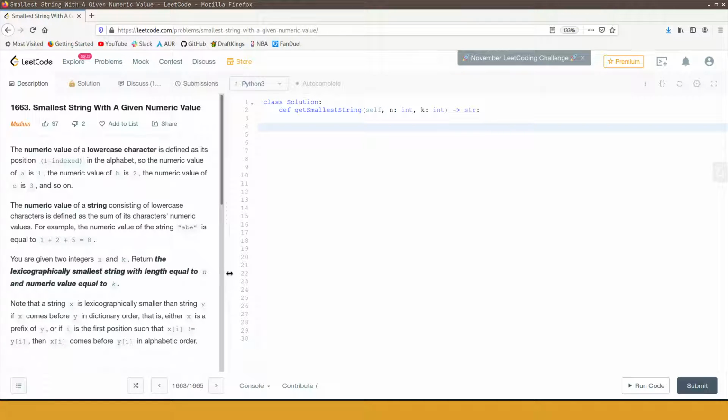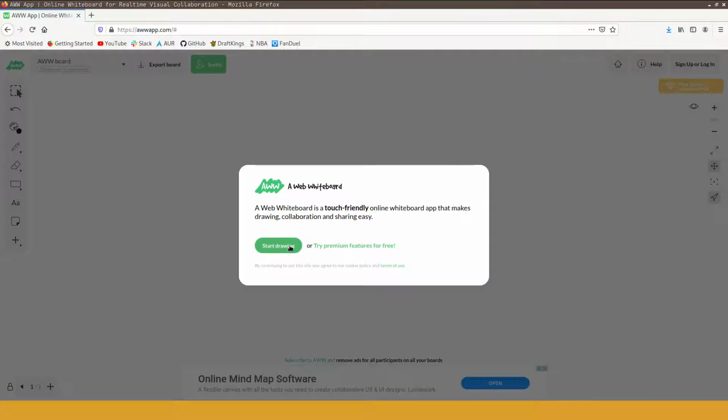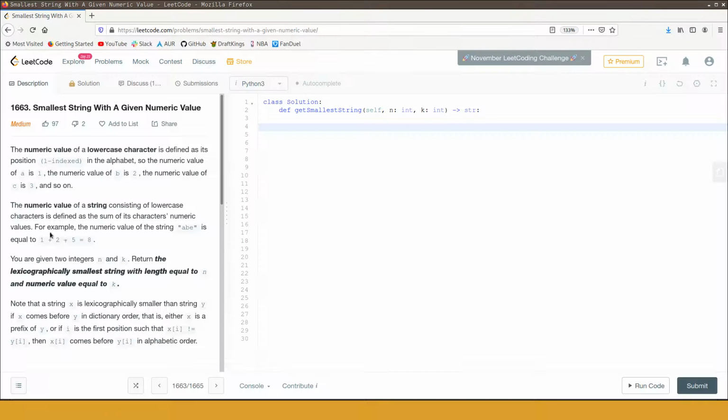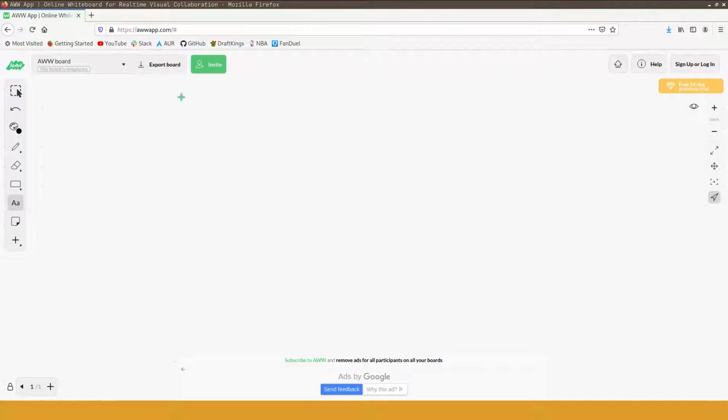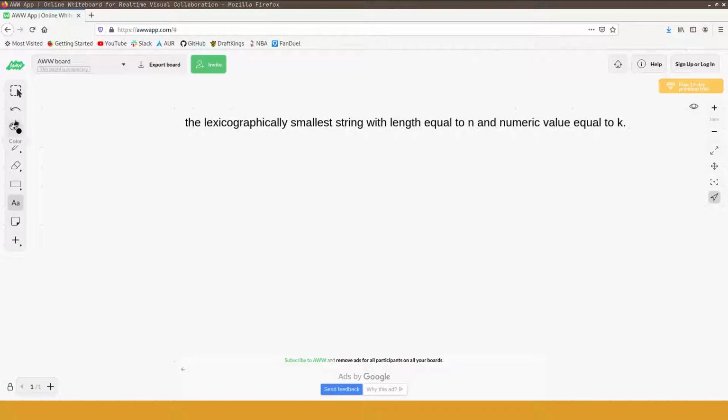Okay, so what I'm going to do now is use this whiteboard, and I will try to visualize for you guys what I have in my head, what my thought process is. So what are we trying to do? Well, this is what we are trying to solve for. We are trying to find the lexicographically smallest string with length n and numeric value equal to k. Let us just box this, end goal, so we can always see what we're trying to do.